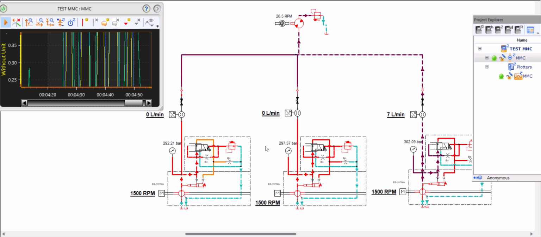This is why we recommend the use of remote compensated pumps with a common relief in applications of piston pumps in series.